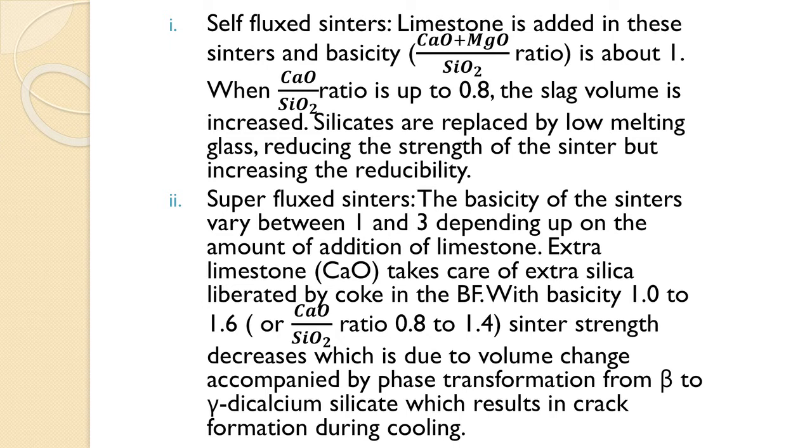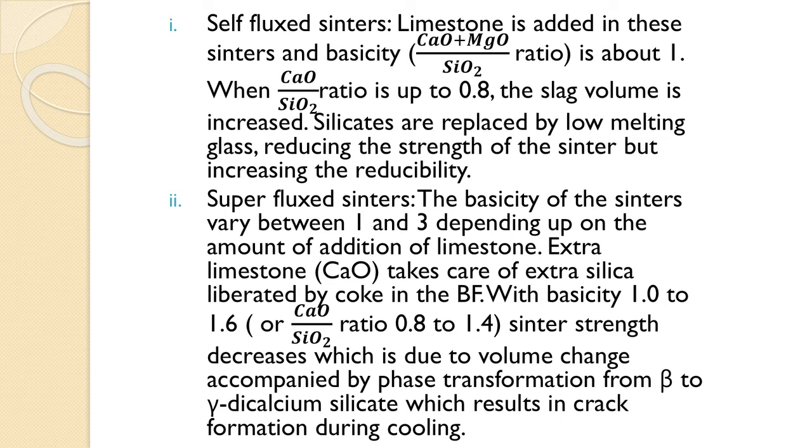For superflux sinter, the basicity varies between 1 and 3. Depending upon the amount of limestone you add, if you add more limestone, certainly you are taking care of the extra silica which is getting liberated in the blast furnace through coke. So you are adding extra flux here to take care of the silica generated in the blast furnace, and that is called superflux sinter. That will reduce your coke consumption in the blast furnace.